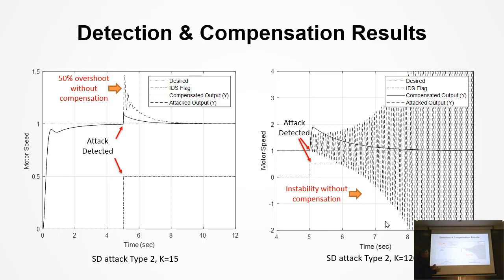In both cases, we can see that almost immediately, after a few milliseconds or a few hundred milliseconds, we could detect the attack. And if we kicked in a compensating PID controller, which the attacker hasn't learned, we could bring the overshoot down to 17% here, and here make the system stable. Okay.